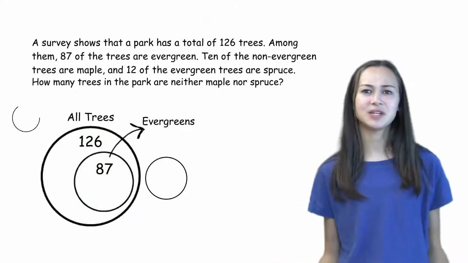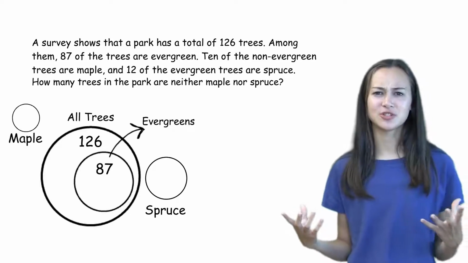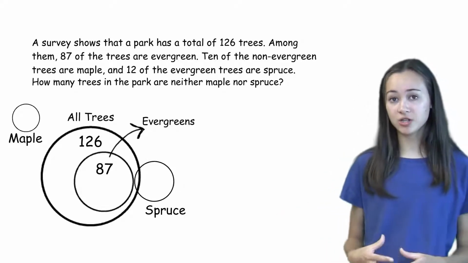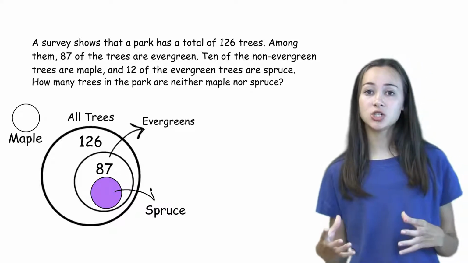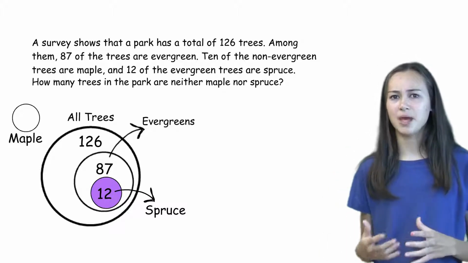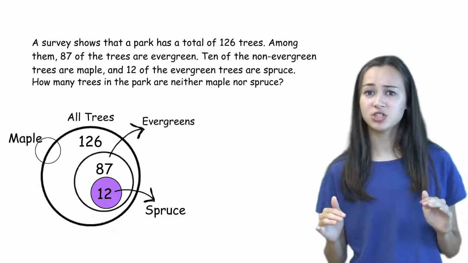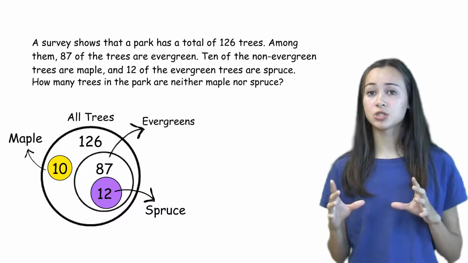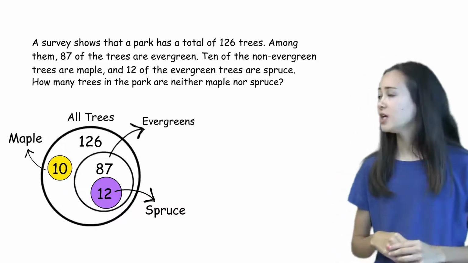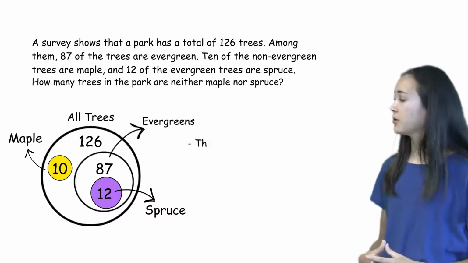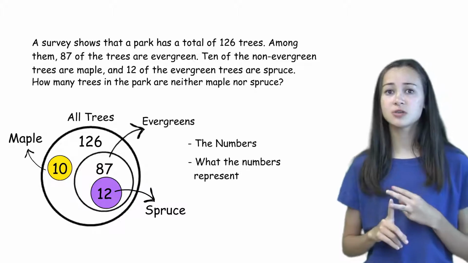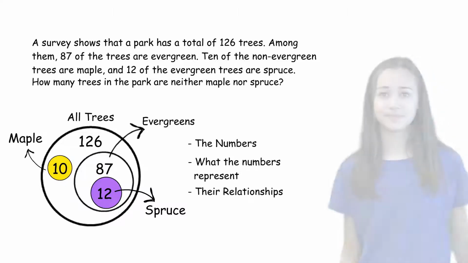So now where do we put the spruce circle and the maple circle? Well, since we know that spruce is a part of the evergreens, we can put that circle into the evergreen circle. And we know that maple is not an evergreen tree, so we'll put the maple circle outside the evergreen circle. So this picture not only represents the numbers and what the numbers represent, but it also shows their relationships.